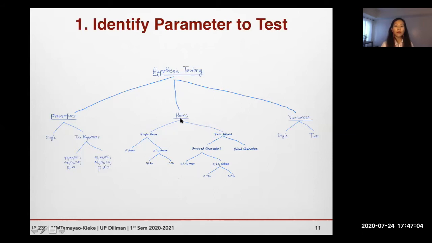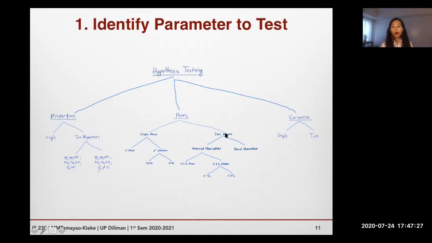Okay, under means, you could be looking at a single mean, and you should determine whether you know the variance of the population. If not, how big is your sample size? Is your sample size greater than 30? Or is it greater than or equal to 30? Or is it less than 30?